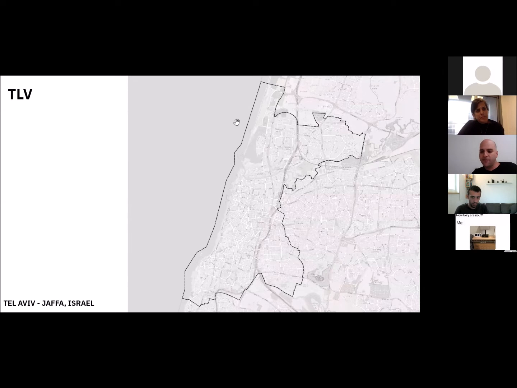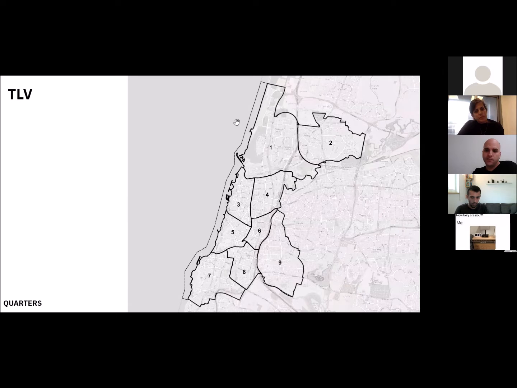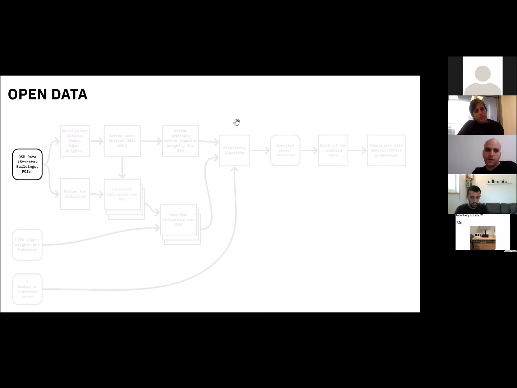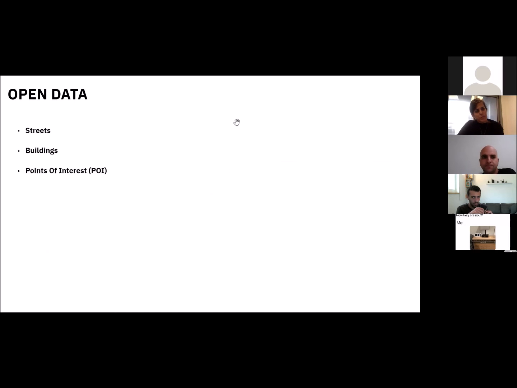I'll show you Tel Aviv. Basically, the case study I'm looking at is based in Tel Aviv, my hometown. Tel Aviv is in Israel, of course. It is divided into 9 administrative regions and then into 47 neighborhoods. And we start with the open data. It may sound ideal, and it was a very important aspect for me, but it brings with it quite a lot of challenges.